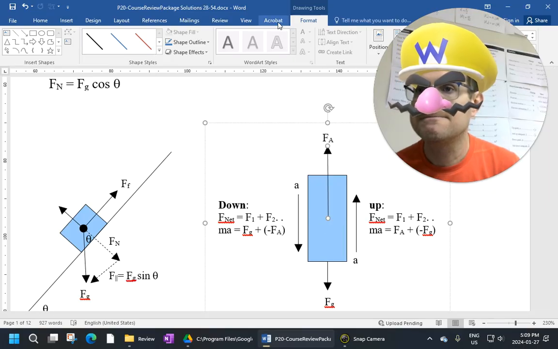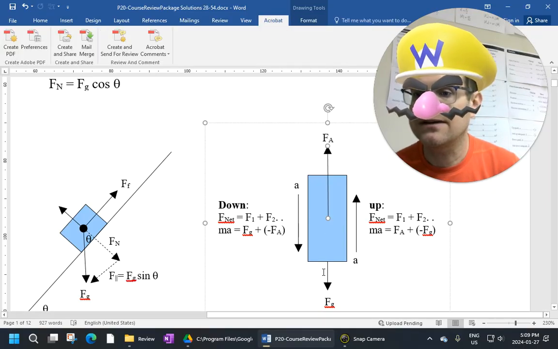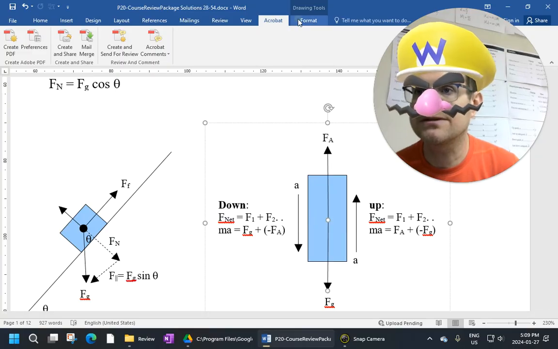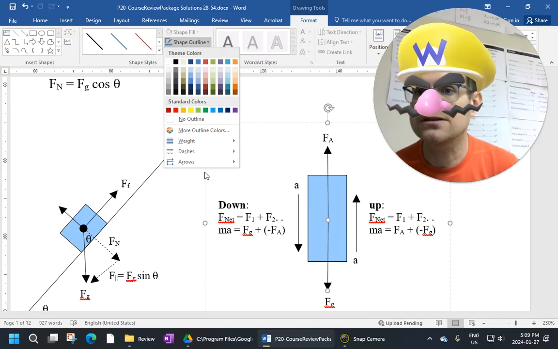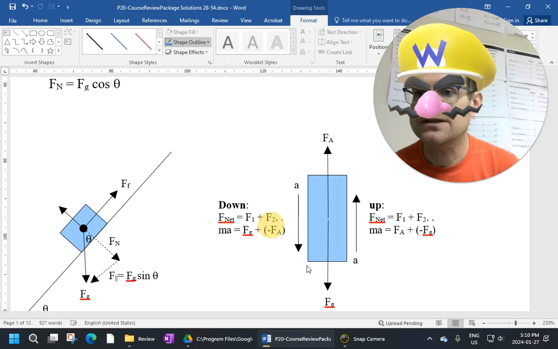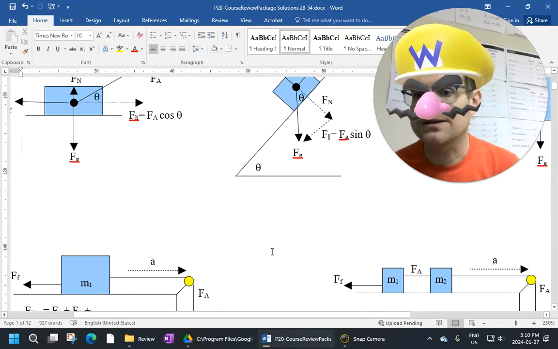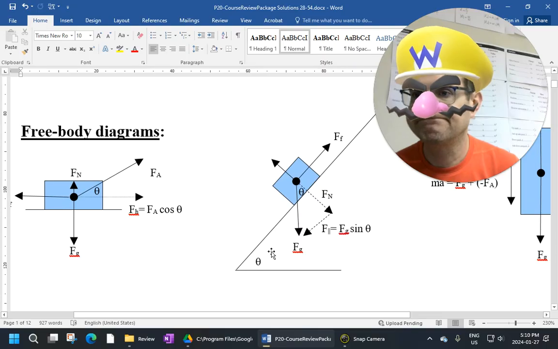So all these forces, this is another one, should be drawn from the center, right? F applied, FG, F normal, whatever. All these forces should be coming from the center of this object here. Okay, they're all just pretty bad here.